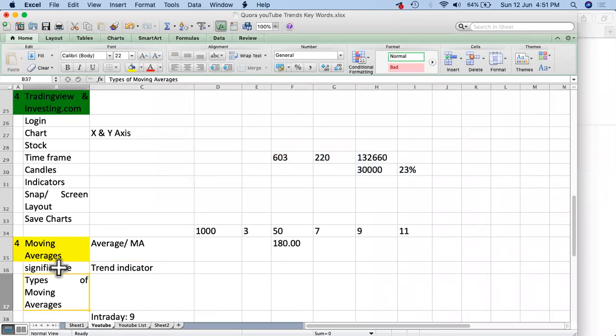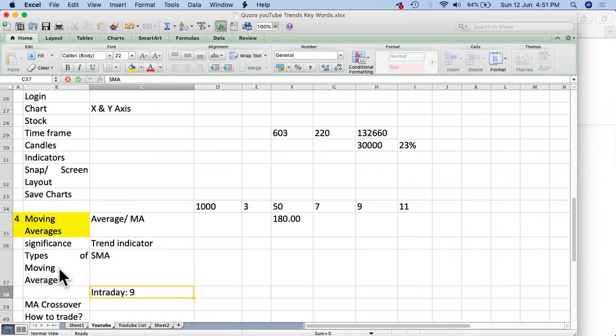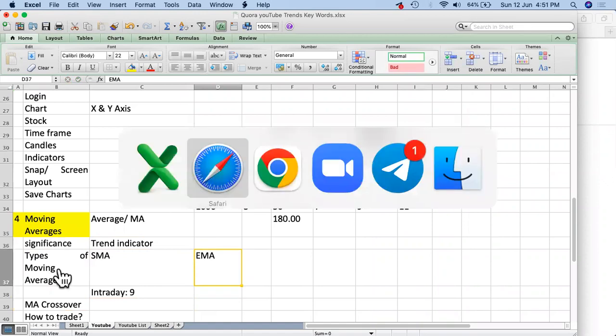There are various types of moving averages, but we'll talk only about two. One is simple moving average, and second is exponential moving average, or it is called EMA also. Right? We'll study the difference also.